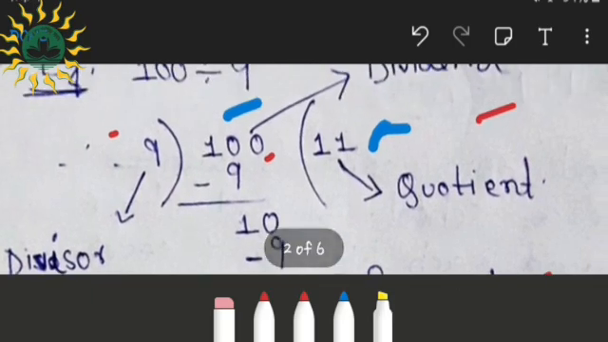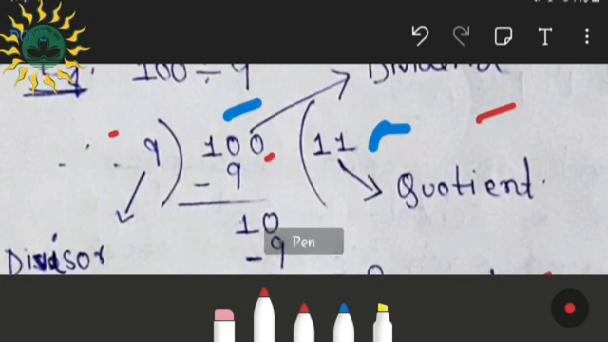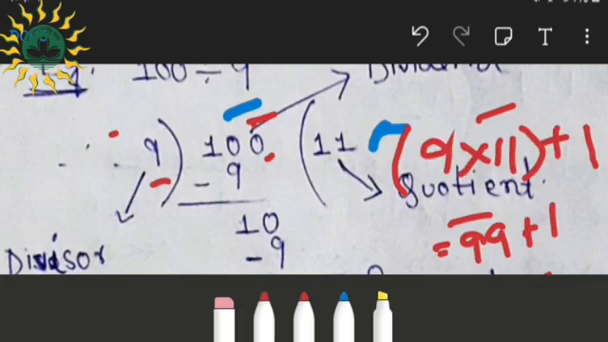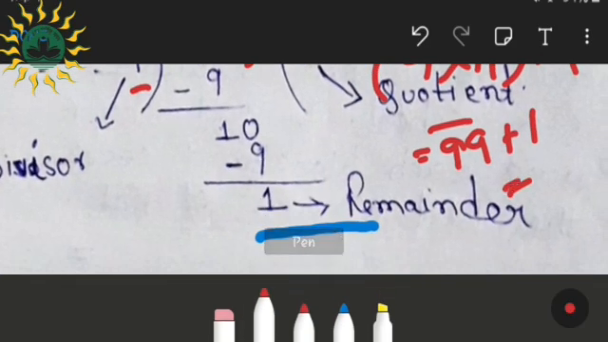For example here, suppose we don't know this 100, we don't know what the dividend is. We need to calculate this dividend, but we know the divisor, quotient and remainder. So the divisor is 9, so divisor into quotient, that is 9 into 11, plus the remainder, which in this case is 1. So 9 into 11 we know is 99, plus 1, which ultimately gives us 100. So 100 is the dividend.